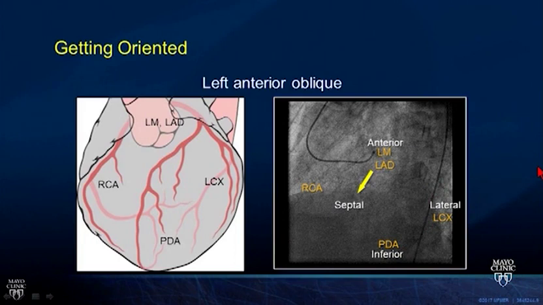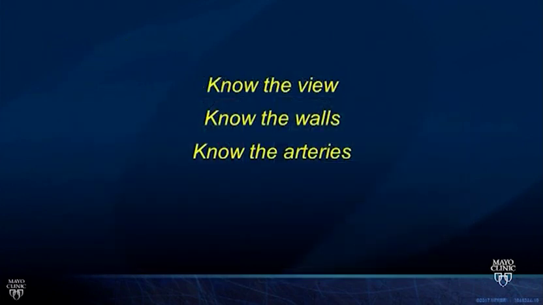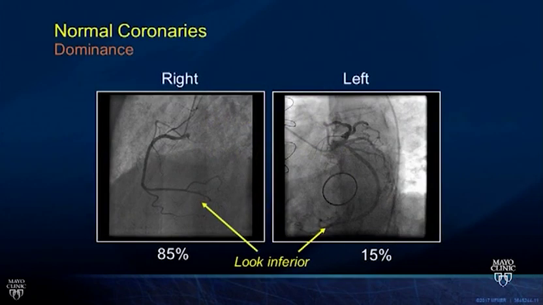If a patient has a left dominant circulation, you should look in the LAO view to confirm that, and you'll see the LAD and the PDA in the same plane in that view. So if you know the view, then you'll know the walls, and then you'll know the arteries that are corresponding to that territory. Here's the right coronary.